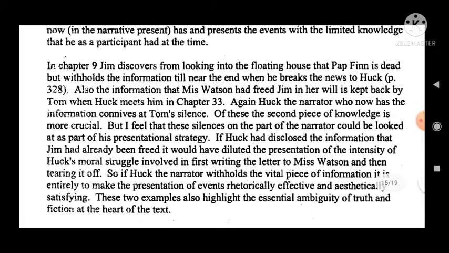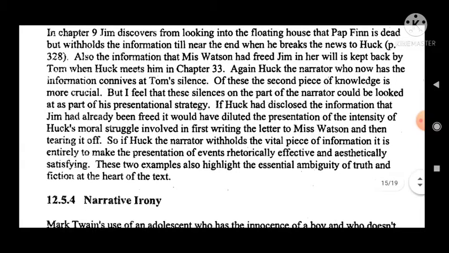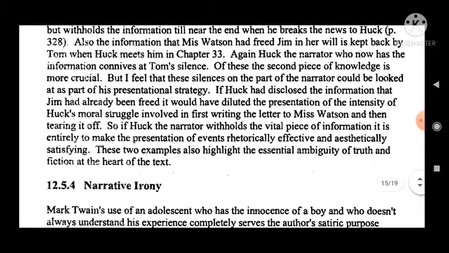In chapter 9, Jim discovers from looking into the floating house that Pap Finn is dead, but withholds the information till near the end, when he breaks the news to Huck. Also, the information that Miss Watson had freed Jim in her will is kept back by Tom when Huck meets him in chapter 33. Again, Huck, the narrator, who now has the information, connives at Tom's silence.